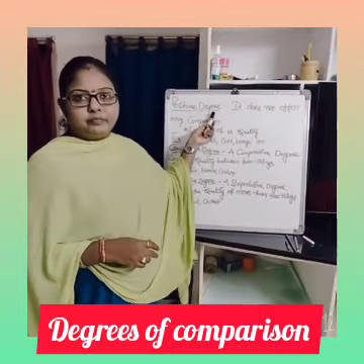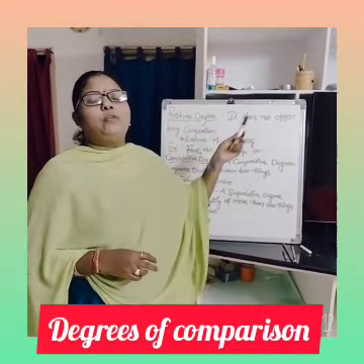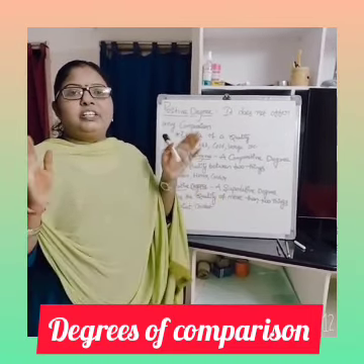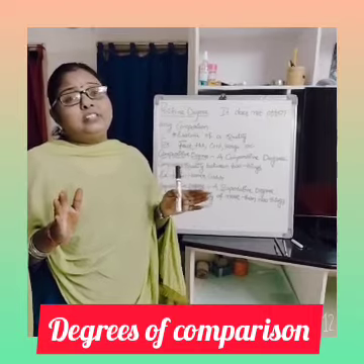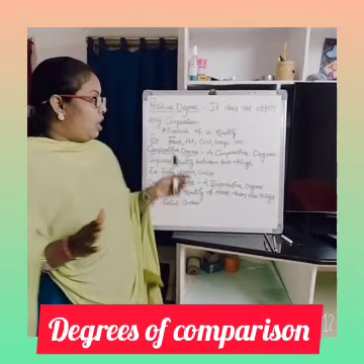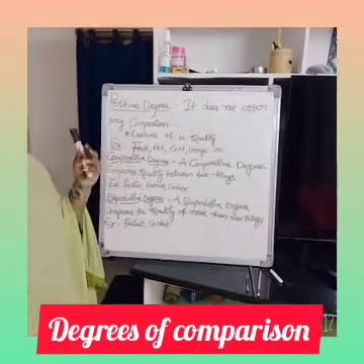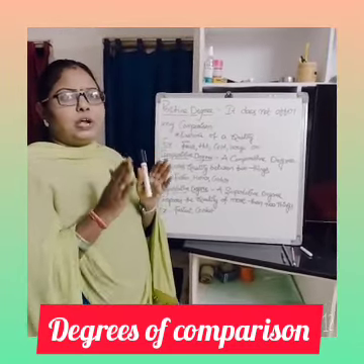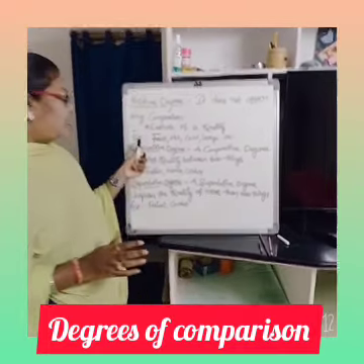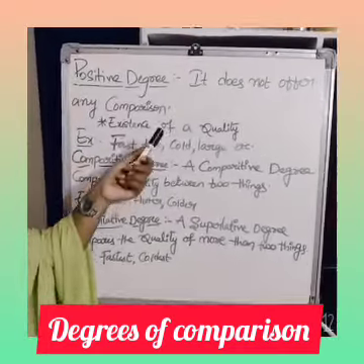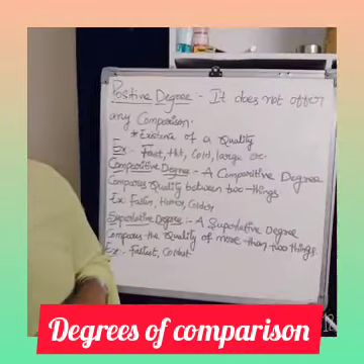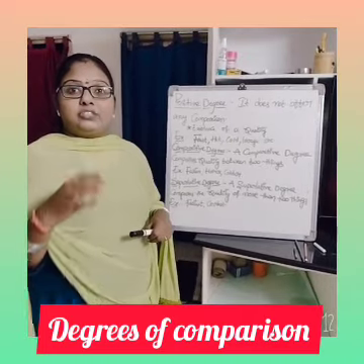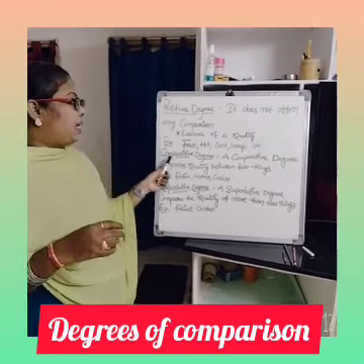The positive degree doesn't offer any comparison. It just tells about the existence of the quality, how a quality exists. There is no comparison. It tells how an adjective is, like fast, hot, cold, large, small, big, tall, etc. All these are adjectives.